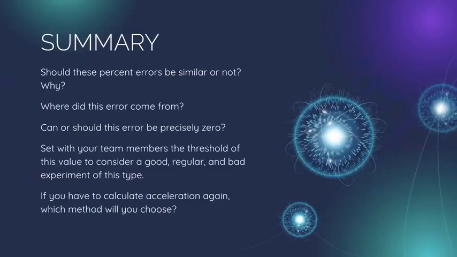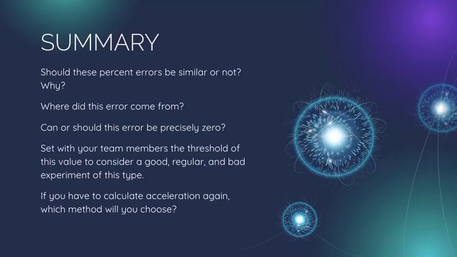In summary, as shown here, should these percent errors be similar or not? Why? We put yes because they would have to be lower or close to 10%. Where does the error come from? The error came from either a software issue or we applied the wrong points on the graph.